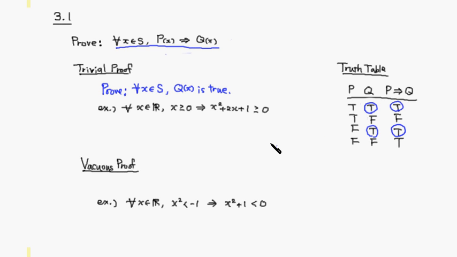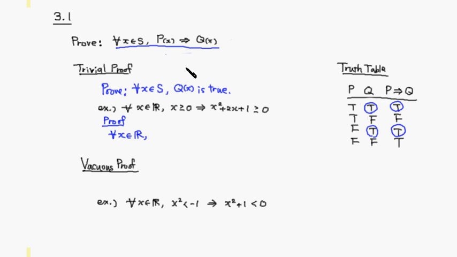So here's an example. Here's a statement: for all x, which is a real number, if x is greater than or equal to 0, then x squared plus 2x plus 1 is greater than or equal to 0. So let's prove that. Here's the proof. Let's say for all real numbers x, I'm going to ignore the hypothesis.